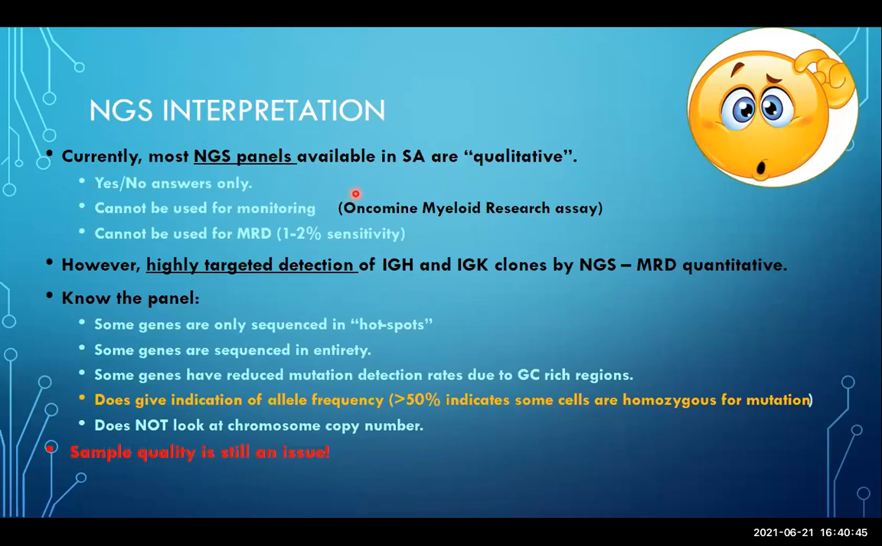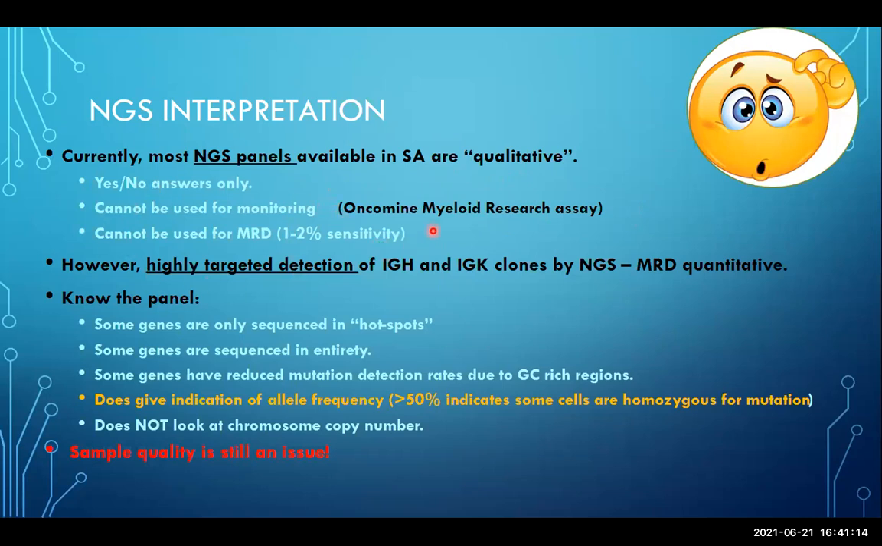Currently, most of the NGS panels available in South Africa, although Thea might tell me differently, are qualitative, and I'm specifically talking about the Oncomine Myeloid Research Assay. So really it's going to give you yes/no answers. It's not suitable for monitoring currently, this current assay. There are ones that are being developed, and I know they're improving that. And that's mainly because of the noise that you get off these assays.